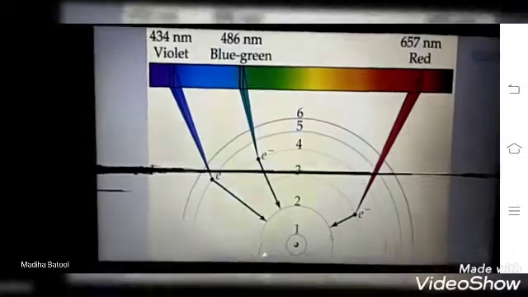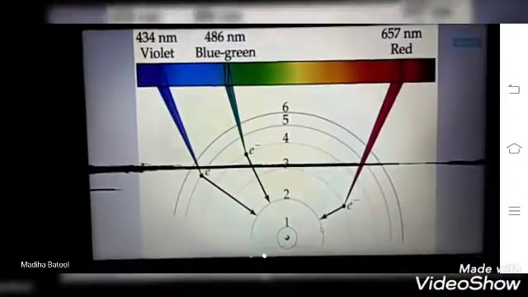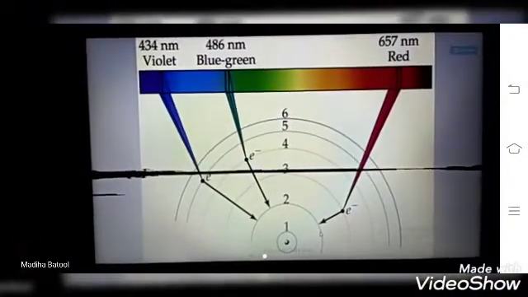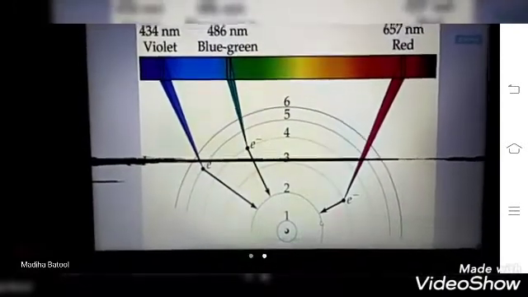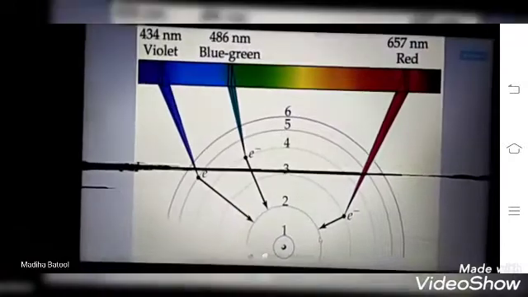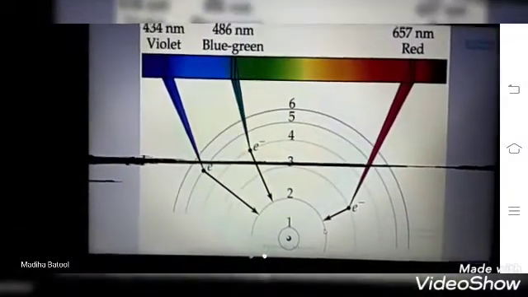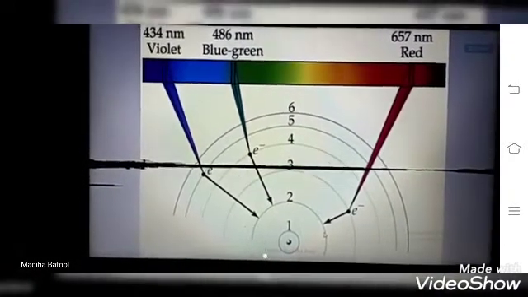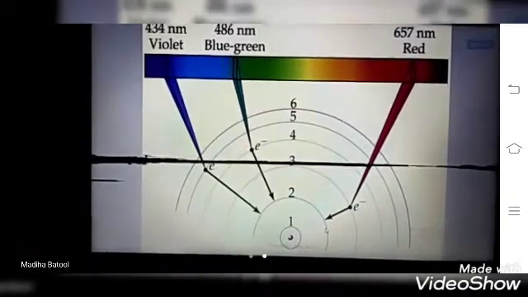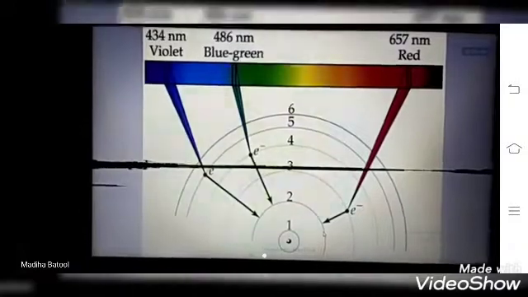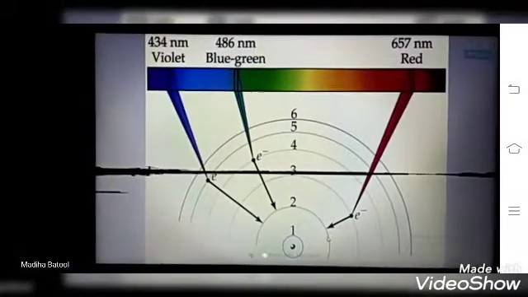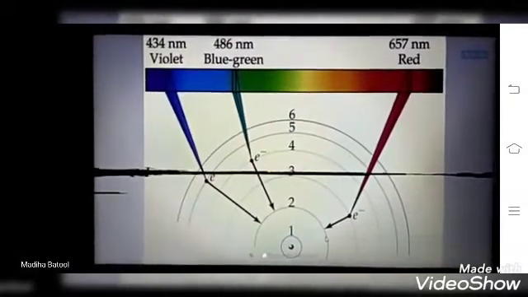Wave number. This is the spectra. The red wavelength has 657, blue green has 486, violet has 434 nanometer, and electrons excited from 1, 2, 3, 4, 5, 6 are basically energy levels, and from higher energy level to lower energy level, they emit the radiations, and these wavelength lights will be shown in the spectrum: red, blue, green, and the violet at the different wavelengths.